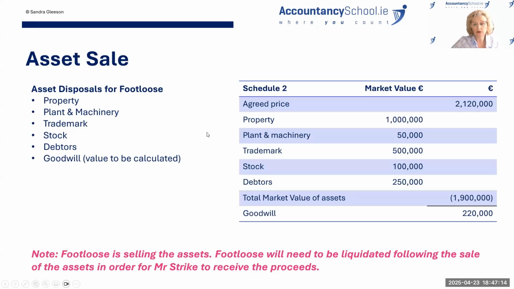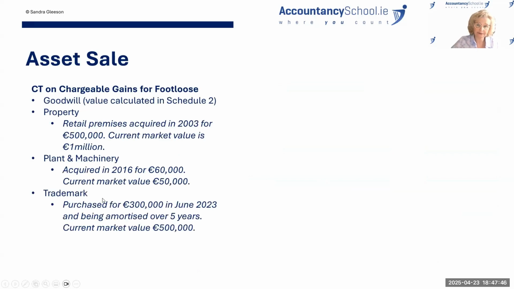Okay. So when we do that, there's our 2.1 million. The property was worth 1 million. Plant and machinery, 50. Our trademark was worth 500. The stock, 100. And the debtors, 250. Total market value then of all of the assets is 1.9 million. So we've got a goodwill figure of 220,000. Okay. Now that we've done that, we can calculate what are the tax implications for Footloose Limited of the disposal of all of those assets.